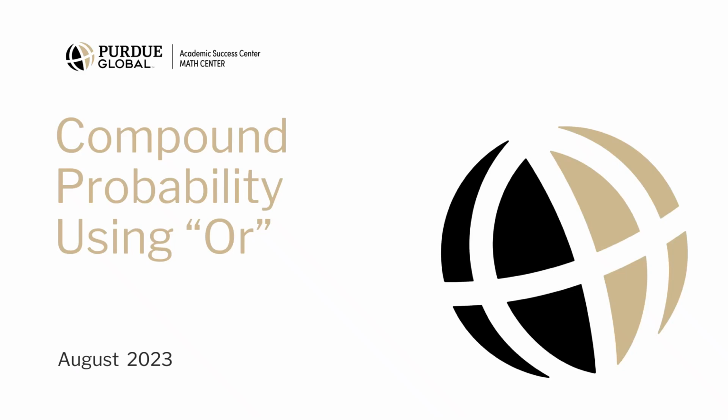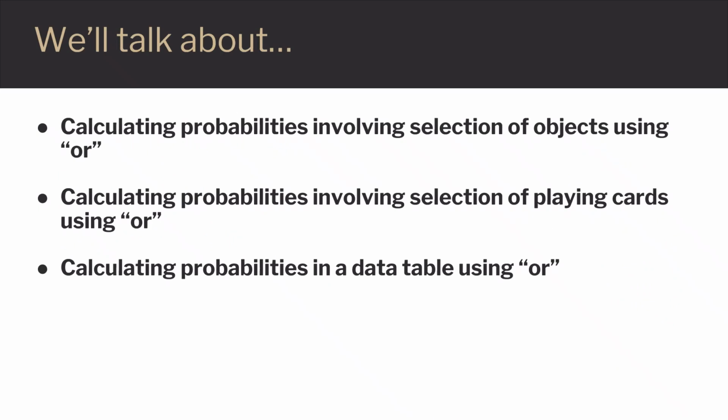The Math Center presents Compound Probability using OR. In this presentation, we'll talk about calculating probabilities involving selection of playing cards using the conjunctive OR. We'll also calculate probabilities involving the selection of objects using the OR conjunctive. Finally, we'll talk about calculating probabilities using that conjunctive OR in a data table.